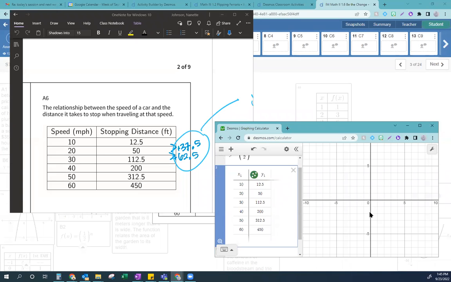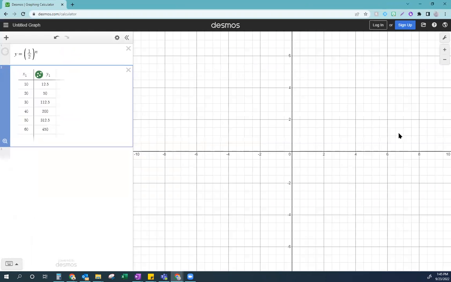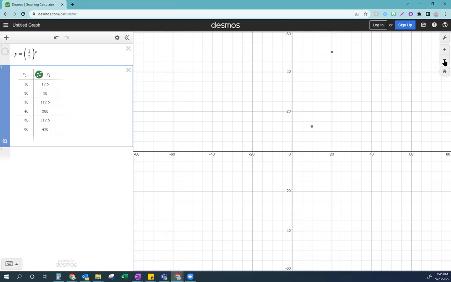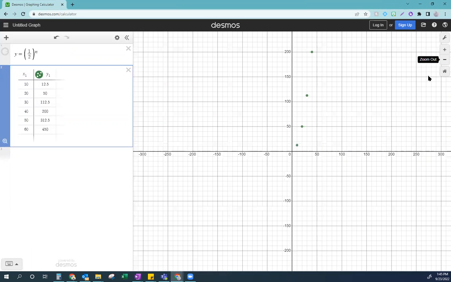And then you look on your graph and you're like, Ms. Johnson, I don't see any points. That's because the points are outside my window. So what I'm going to do is I'm going to maximize this, and I still don't see them. So I'm going to start zooming out. Oh, there they are. There's some points right there. Okay, so zoom out some more, zoom out some more. Oh, it looks like this.